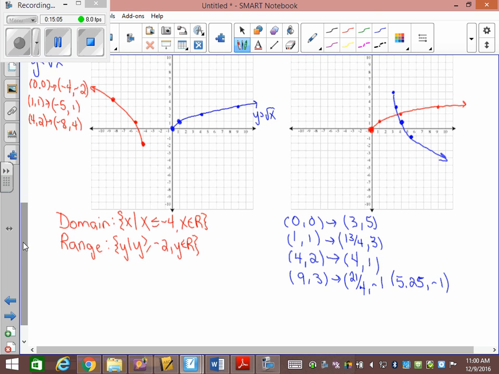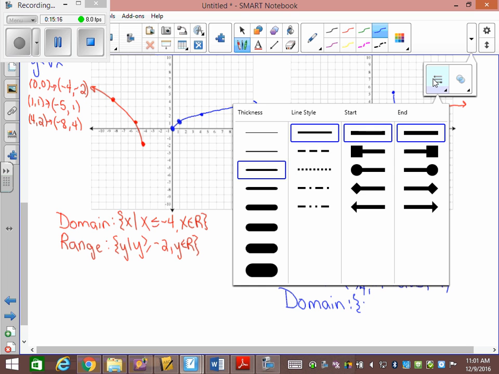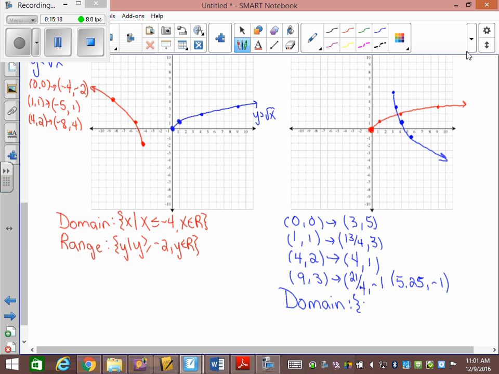So my domain is going to stay greater than, because I didn't have a reflection in the y, and it's not a y. I just said y, and so I wrote y. So it's going to be x such that x is greater than or equal to 3. And your range is going to be y such that y is less than or equal to 5.